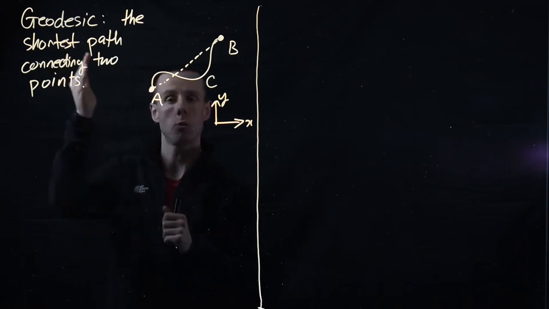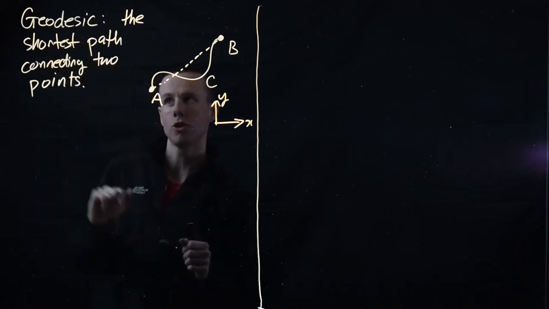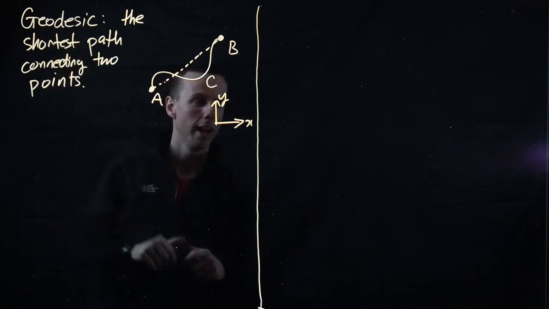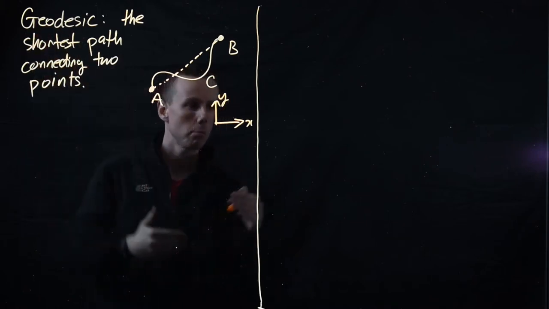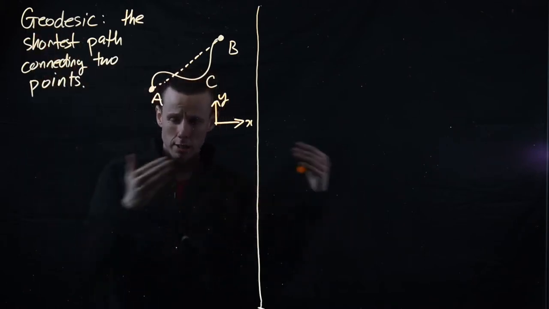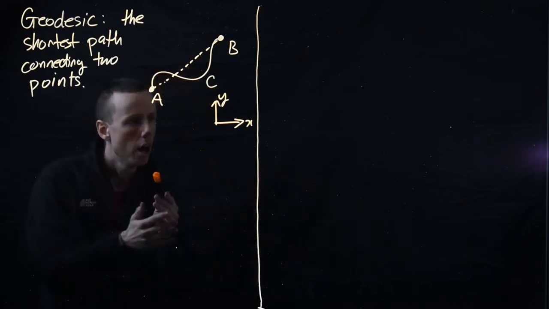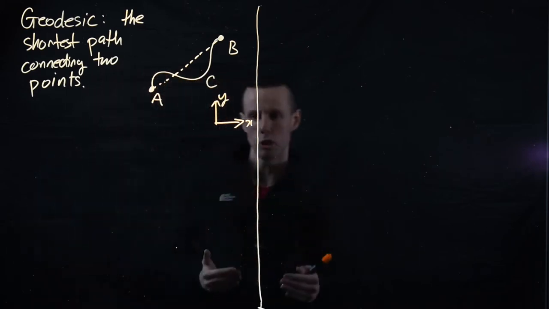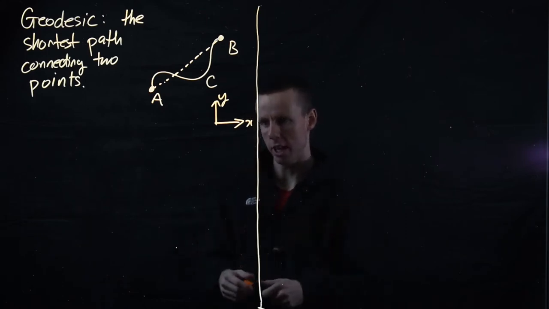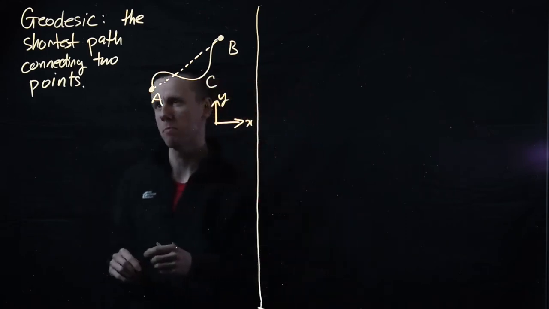And that's in fact where the word geodesic comes from. So geo means earth, so it comes from the word geodesy, meaning the study of the size of the earth and the shape of the earth. At any rate, what has this got to do with Christoffel symbols? How does this help us find Christoffel symbols?